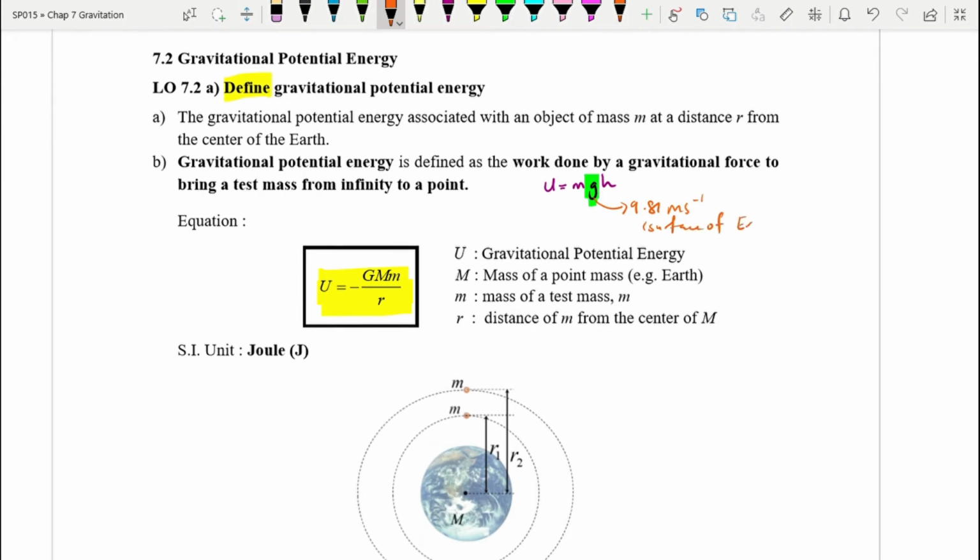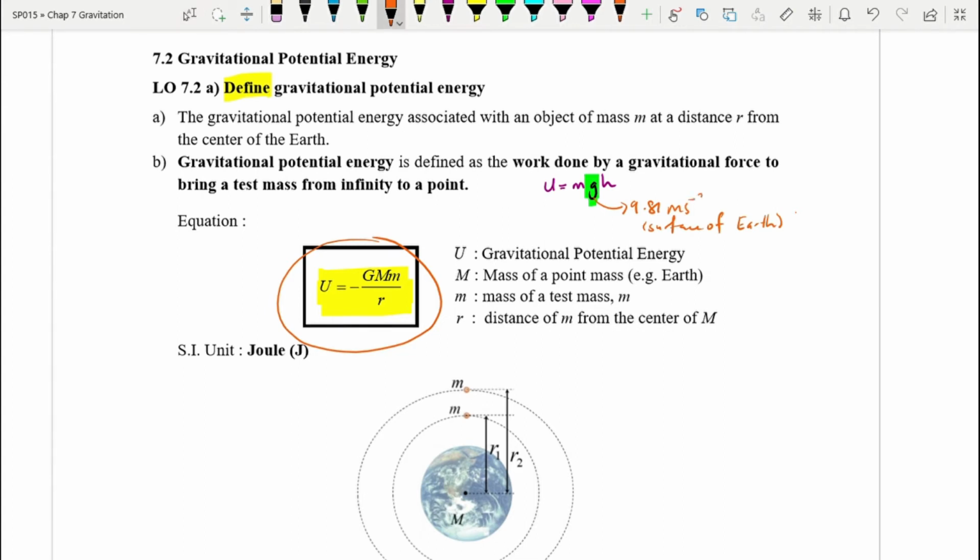Okay, so dalam chapter ni kita tak discuss objek yang berada pada surface of the Earth, tak semata-mata objek yang berada near the surface of the Earth. So kita discuss objek yang berada jauh daripada Earth. So kita still boleh kira dia punya gravitational potential energy by using this formula. Okay, so tak semestinya nilai g kita tu adalah 9.81 lah. Okay, so ada mistake is 9.81 m s negative 2.